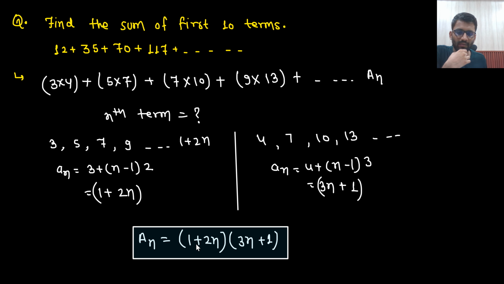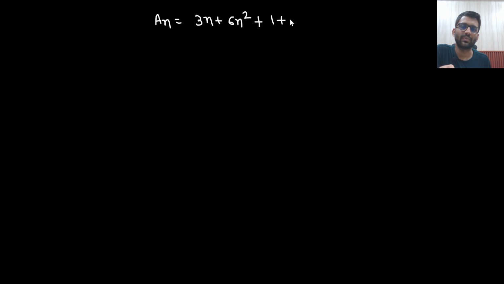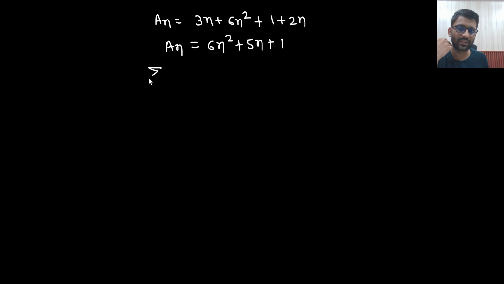So what is my nth term? That is 3n plus 6n square, plus 1 plus 2n. So my nth term is 6n square plus 5n plus 1, right? This is my nth term. Now I need to find the addition of all of those, so I can simply put a summation sign. On both of the sides, summation would come.